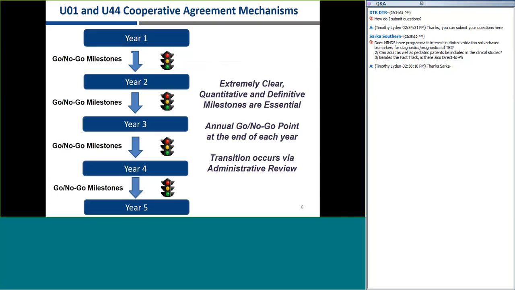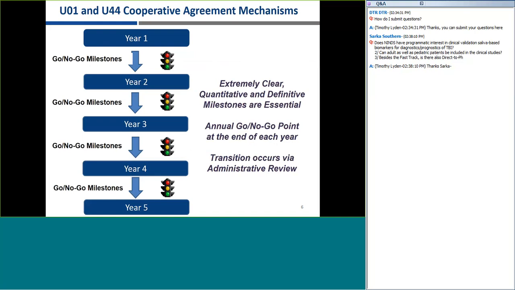Now for the next slide, I'd like to go through the cooperative agreement mechanisms and exactly what they involve. So both the U01 and U44, i.e. the academic and the small business versions of these, both of them are cooperative agreements. They both have a potential for 5-year durations with go-no-go milestones after each year.